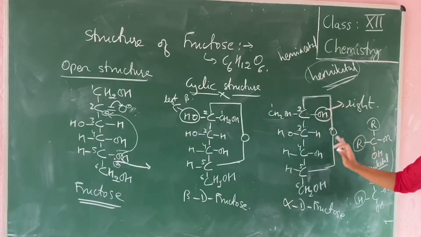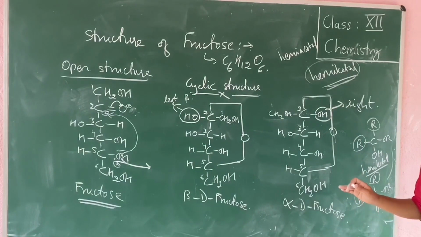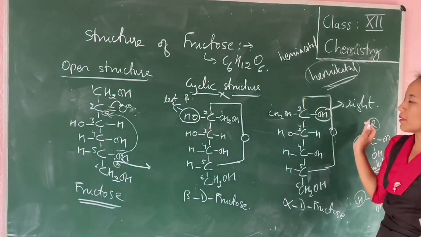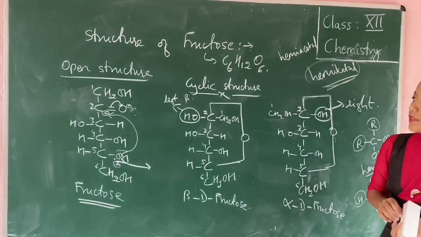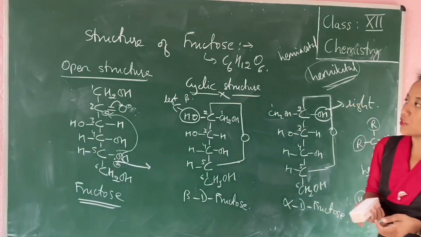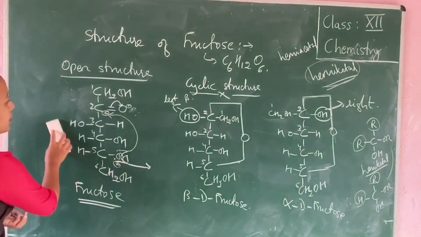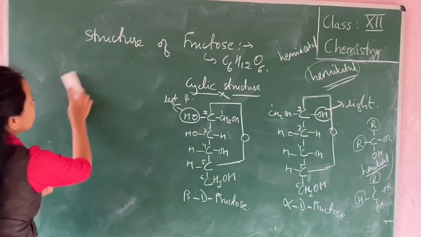So because of this reason, it forms a cyclic structure. The alcohol reacts with ketones to form a hemiketal compound, which results in the form of a cyclic structure. So that's about the cyclic structure. Now let's move to the pivot structure of fructose.